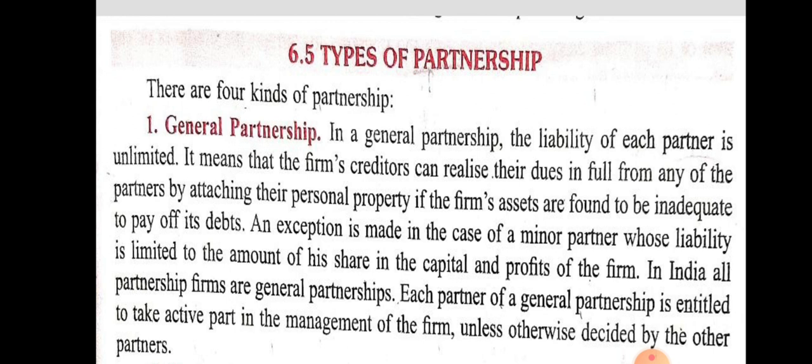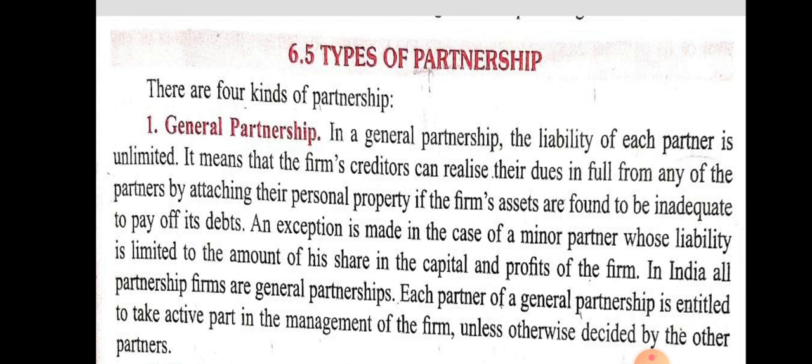By now you must have learned the meaning of liability. Liability is what you have to give to others, what you have to pay to your creditors, to your suppliers, to the bank from whom you have taken loan. And so in general partnership, the liability of each partner is unlimited.